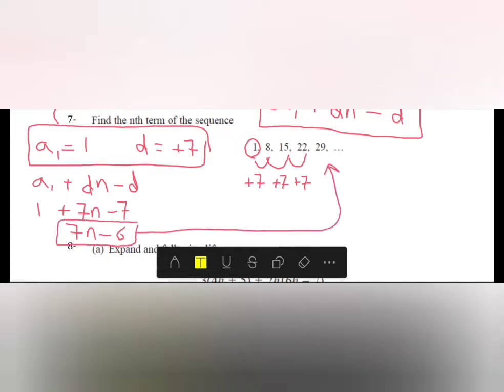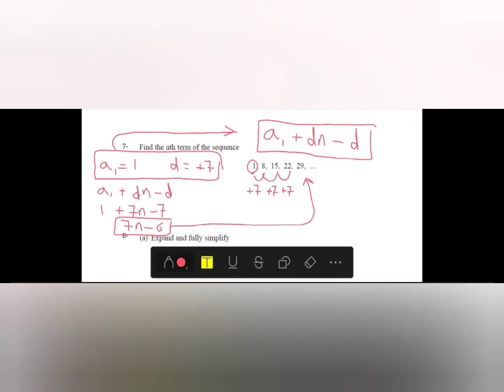And this is how you answer a question like this. So first you have to memorize the formula of finding the nth term of arithmetic sequences. And then find A1 by using the first term, and then find D by subtracting the terms or the next terms to each other. Now, to find the nth term of an arithmetic sequence, you have to make sure that you're using this formula. Now, let's move on to the next question.